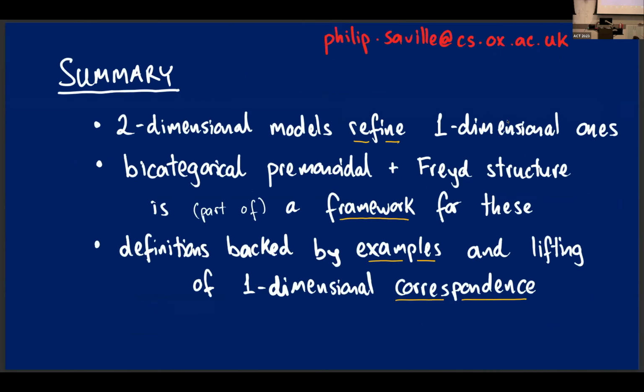So what we've seen is that two-dimensional models refine one-dimensional ones. So when we're thinking about modeling programs, two-dimensional models are useful because they can give you more information. We can ask more refined questions about programs.